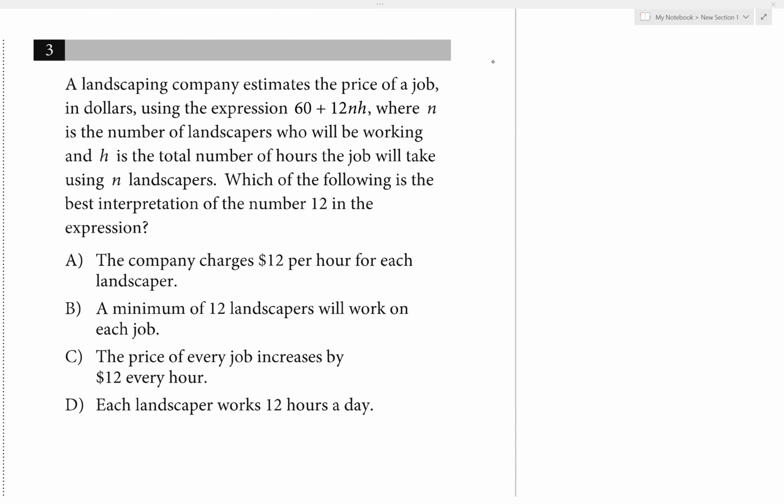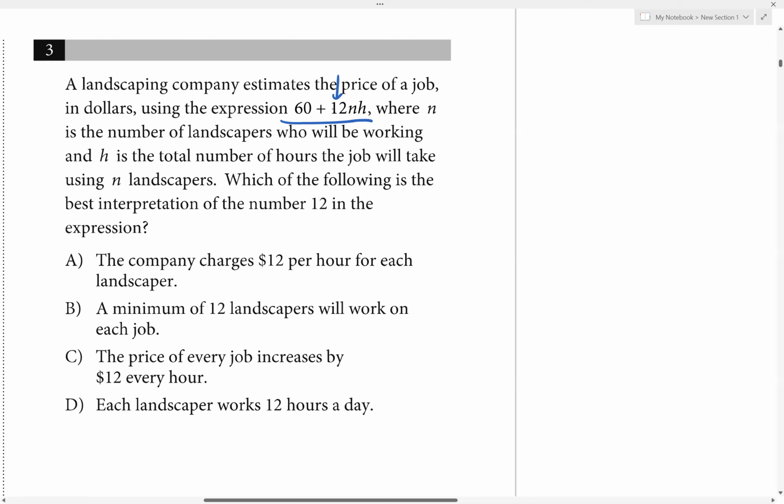Okay. So for this question, they give us an expression to represent the total price of this job, and then we have to interpret the meaning of the number 12. Here N represents the number of landscapers and H represents the total number of hours they will work together. And we've got to figure out what 12 means.